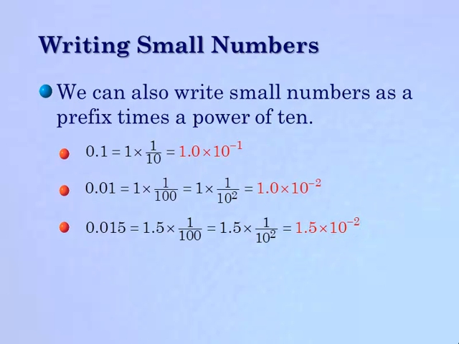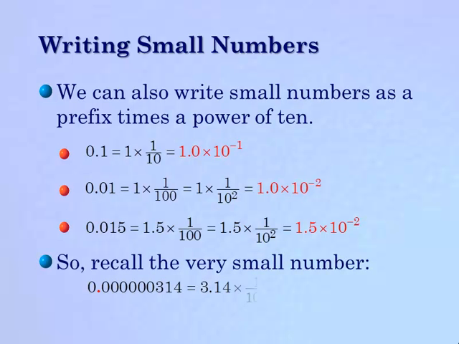So, do you remember that very small number, the 314, preceded by lots of zeros? In the same way, we can count how many places we have to move the decimal point to get to that prefix, and we have 3.14 times 10 to the minus 7.